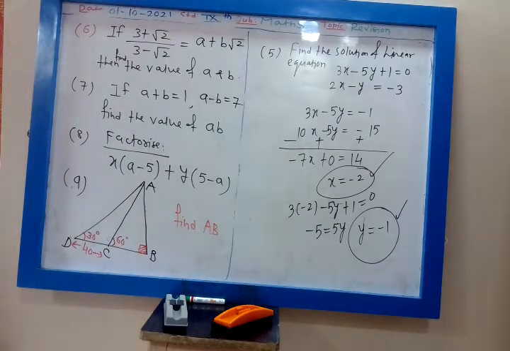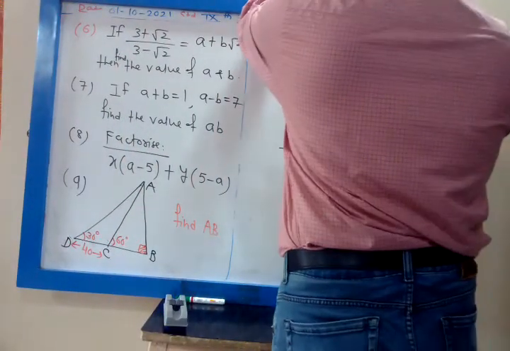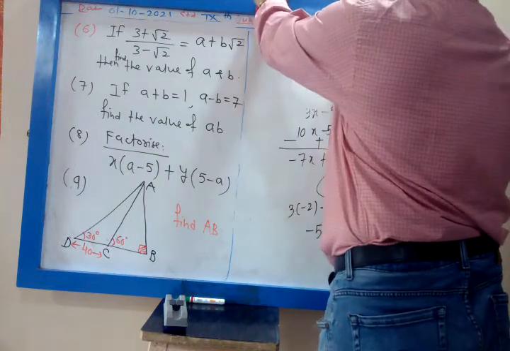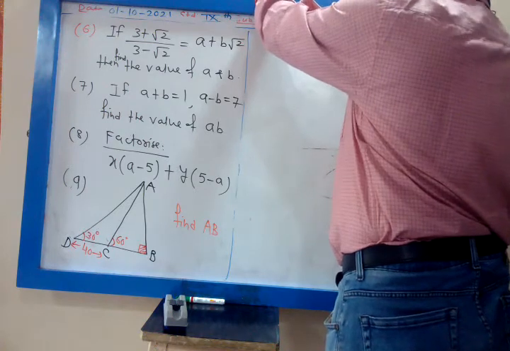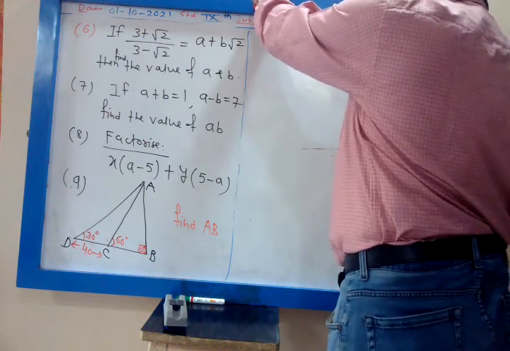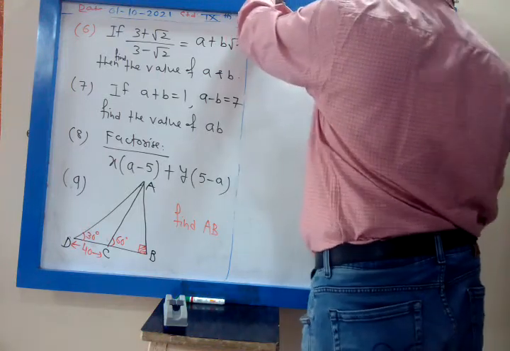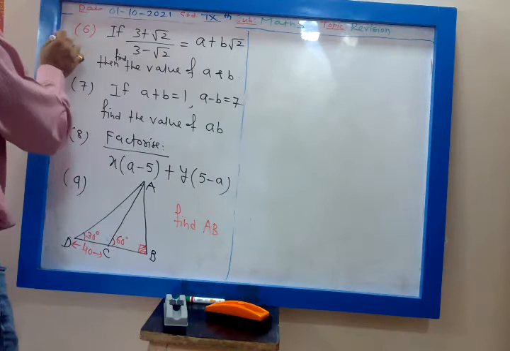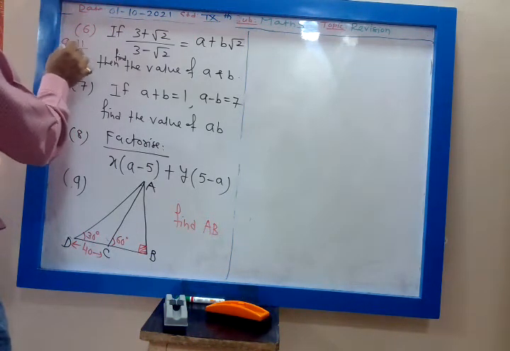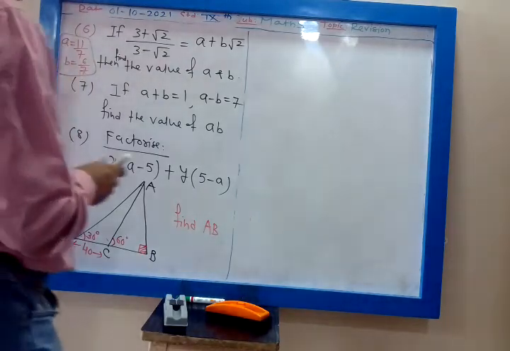Sixth answer, bolo, sixth answer. A is equal to 11 upon 7, B is equal to 6 upon 7. Okay. What about others? What is your answer? A 11 upon 7, B 6 upon 7. Let us verify this answer. Two students they are giving this answer.